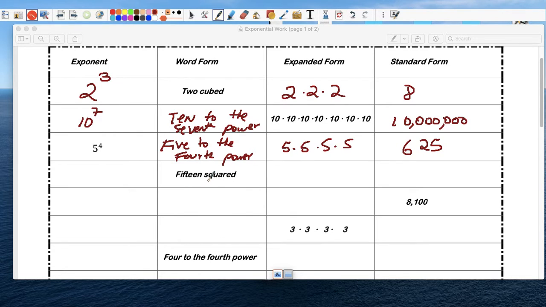15 squared, remember what squared is? Squared means to the 2nd power. Right, so that's 15 times 15. And 15 times 15, Alexa, 15 times 15 is? 15 times 15 is 225. There you go. Okay, now this one's a little bit harder because we got to go backwards, right?